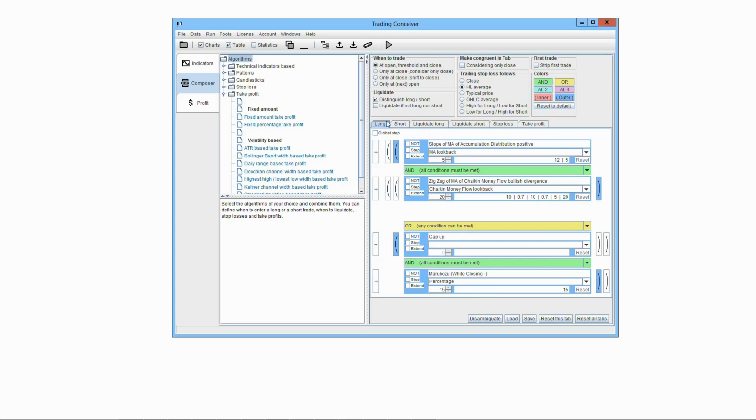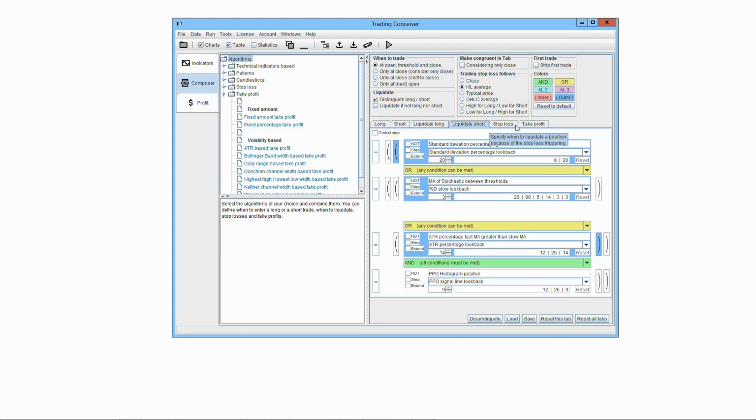Long: when true, it gives a long signal, that is, it says a long position should be opened. Short: when true, it gives a short signal, that is, it says a short position should be opened. Liquidated long: when true, it gives a liquidated long signal, that is, it says the current long position should be liquidated.